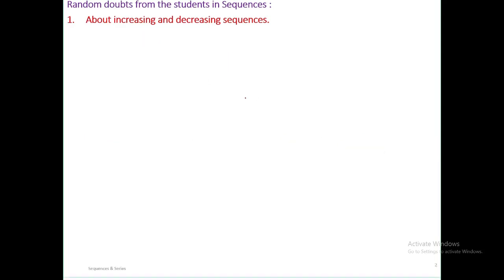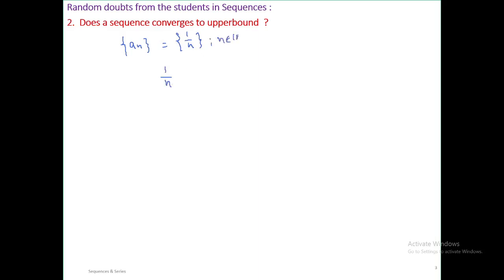Clear? Next one. The second doubt is, does a sequence converge to its upper bound? See, the simple one. For example, let us take the sequence 1 by n only, sequence 1 upon n. Let us take this sequence. So now I can clearly say that 1 upon n, since n belongs to the natural number set, right? n belongs to the natural number set.